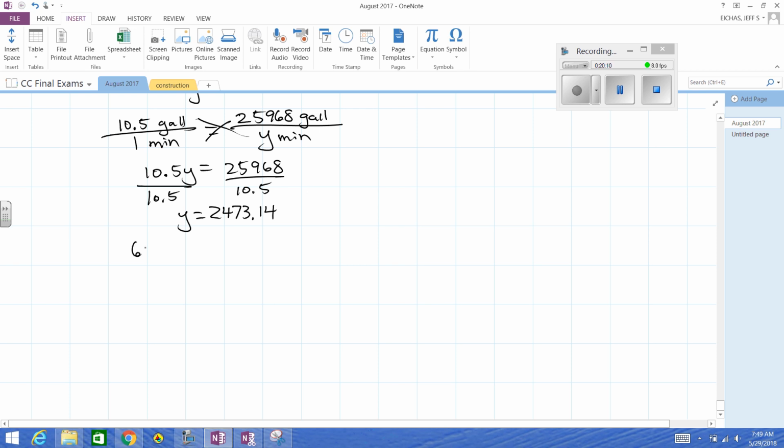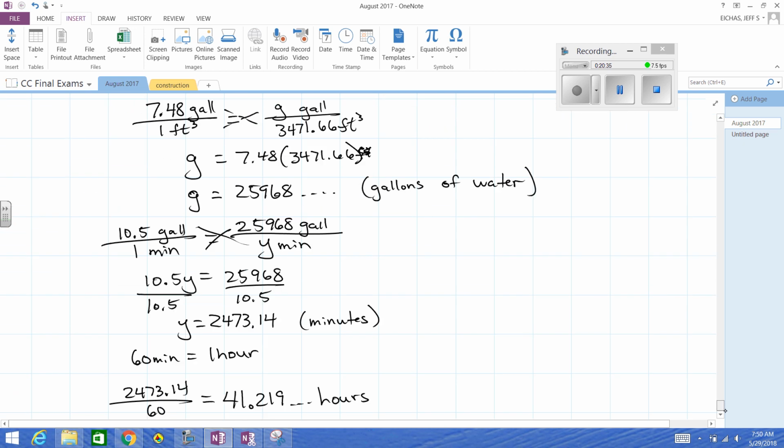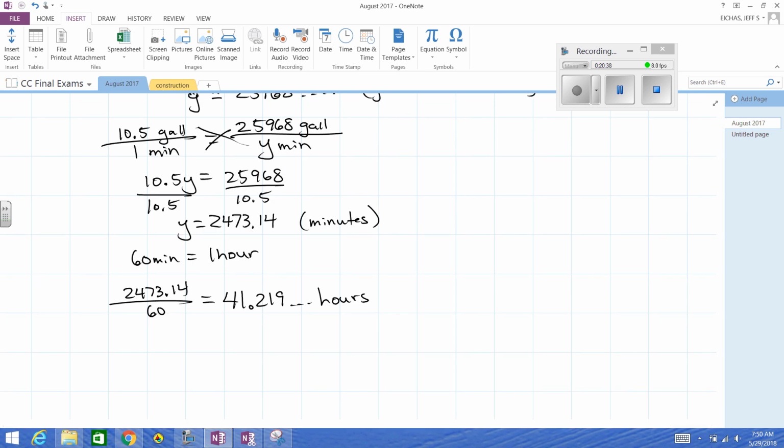All right, so since 60 minutes is equal to 1 hour, what we're going to do is take our minutes and divide by 60 minutes to get 41.219 hours. Okay. Now, what does it want it to? Nearest full hour. Okay. So it's looking like 41 hours is the nearest full hour. Okay. That's it for those two. That was helpful.